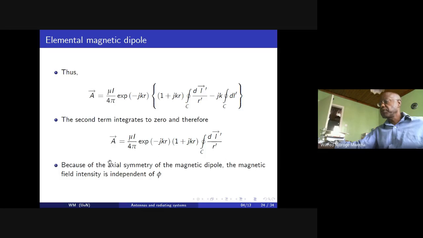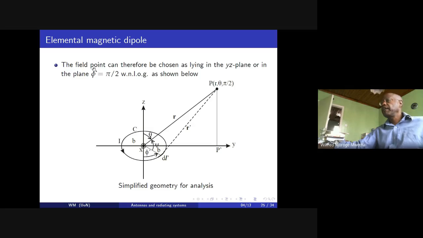Because of the axisymmetry of the magnetic dipole, the magnetic field intensity will be independent of phi. Therefore, the field point can be chosen as lying in any of the planes, and we choose the yz plane, the plane where phi is equal to pi by 2, with no loss of generality as shown below. That is, we could choose any yz plane to do our calculations, but for convenience we are going to use r, theta, and pi by 2 at that point. This simplifies the geometry for the analysis.